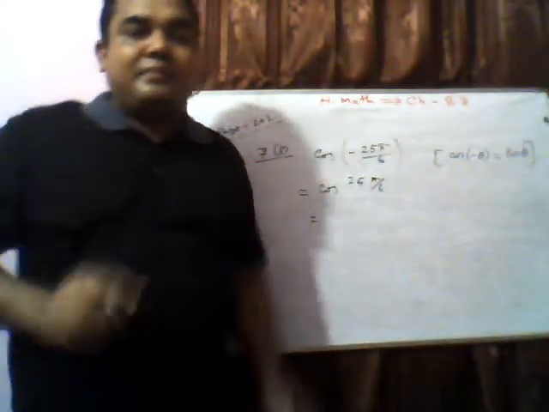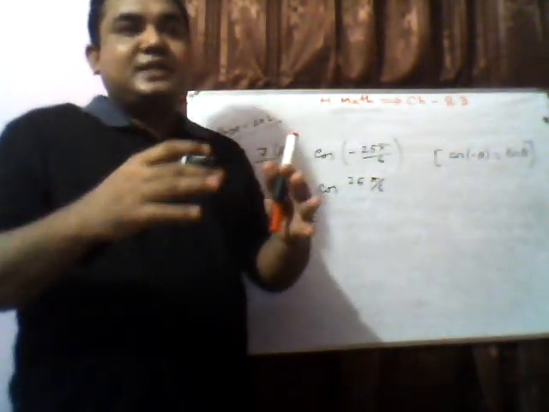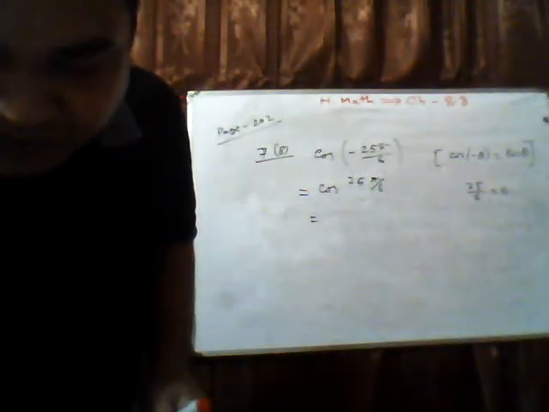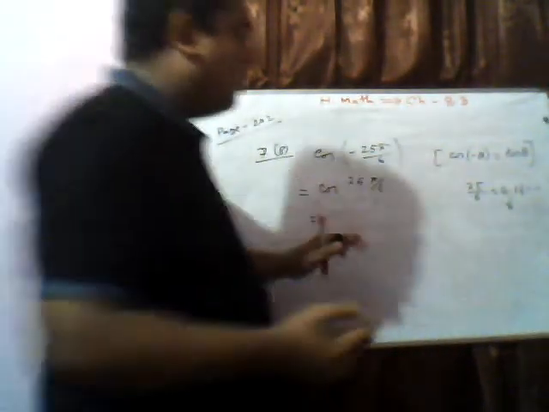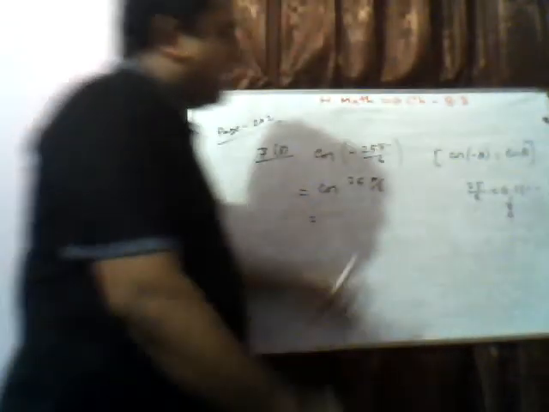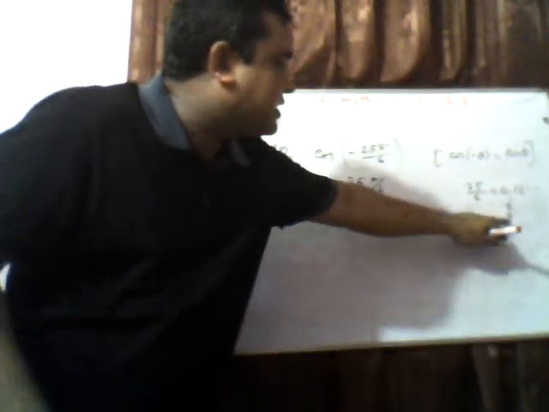First we convert this value into the form n times pi by 2 plus or minus theta. Here 25 divided by 6 means 4 point something. 25 divided by 6 gives 4.16, that is approximately 4, not 5. So let us suppose 4.16, that means 4.